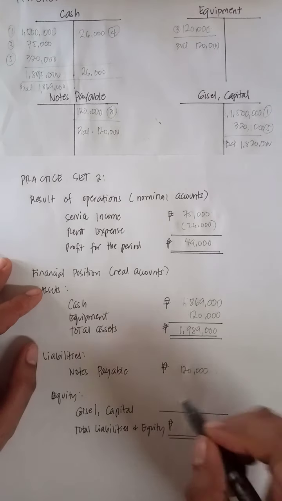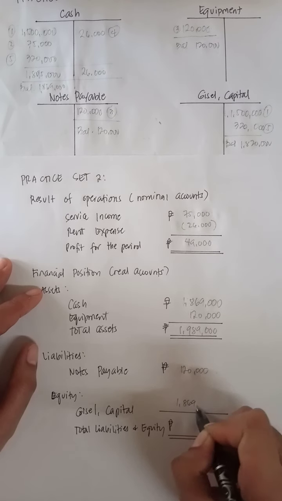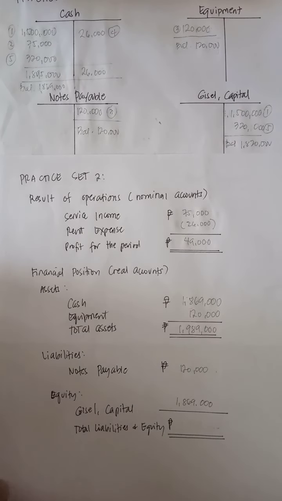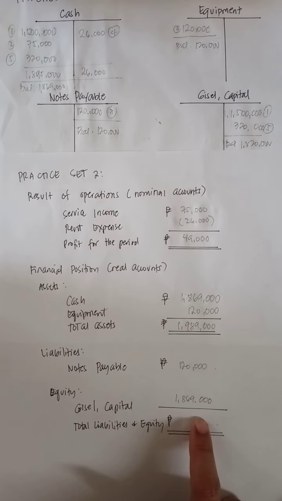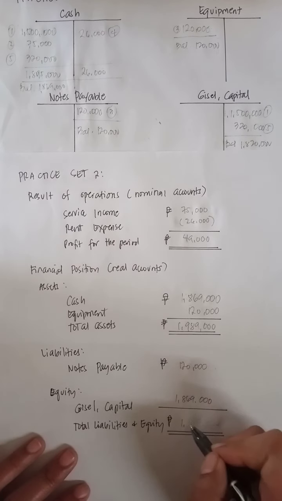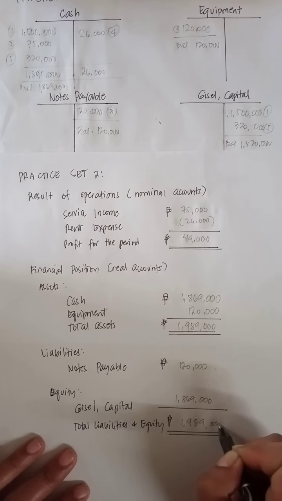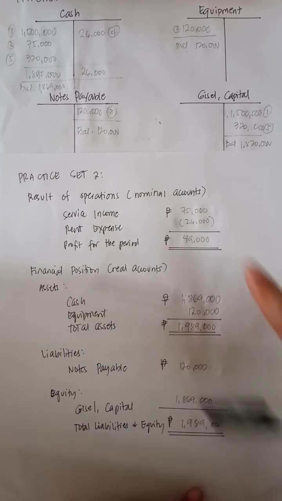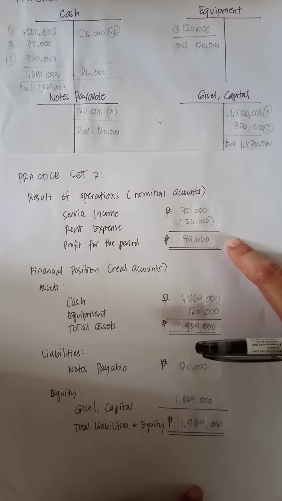Therefore, we have 1,869,000, which is the amount of capital of Giselle. Then you add the notes payable of 120,000. Therefore, we have total liabilities and equity for 1,989,000. Okay, so profit for the period is 49,000.